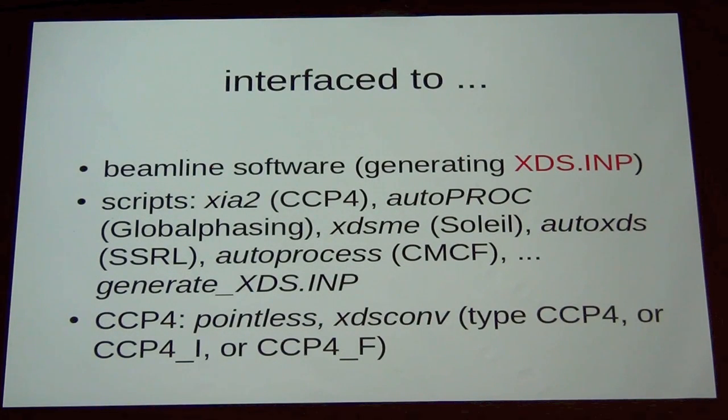If you go the XDSCONV way, then you have a choice between three different MTZ files, one having the anomalous signal represented as anomalous difference. The second, CCP4_I, it's called. It has I plus, I minus, sig I plus, sig I minus, and this has amplitudes. So F plus, F minus. So depending on which downstream program you want to use, this can be chosen.